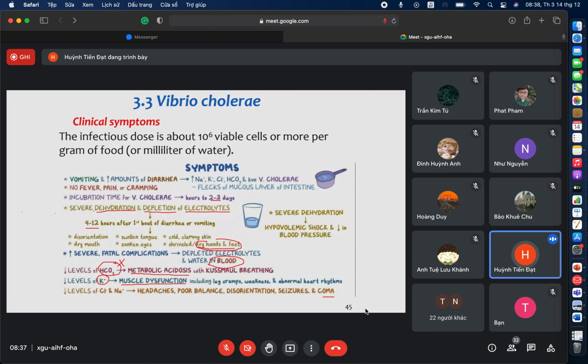Okay, so truyền nước biển, right? You know that because we don't need to supply it back. The fluid for the intravenous drip goes inside the blood.